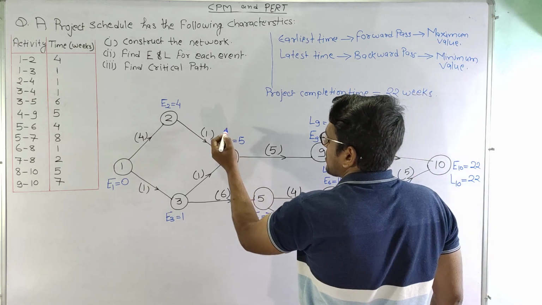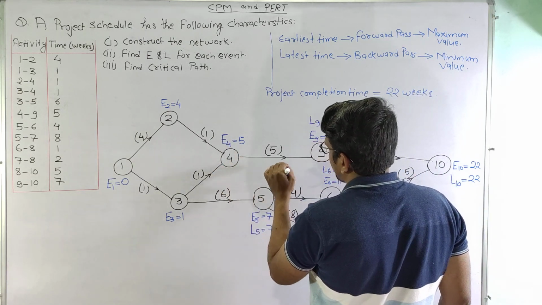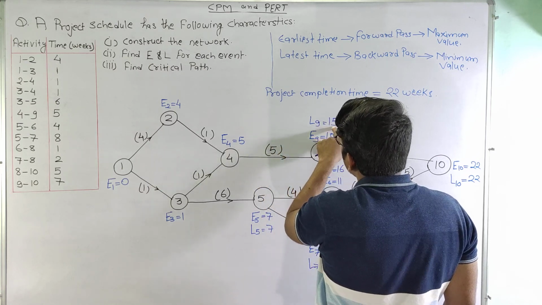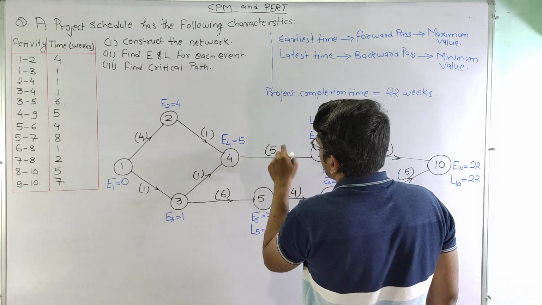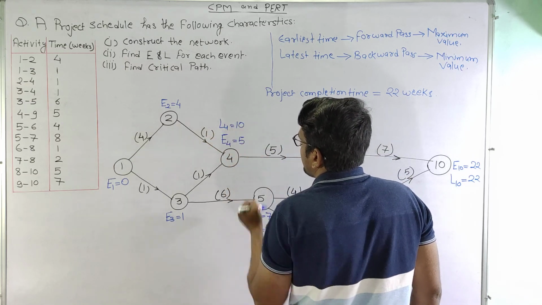Now let us see the node 4. At node 4 we have a single outgoing activity. So we will just subtract this value from this latest value, that is 15 minus 5 is 10. So L4 is coming as 10.